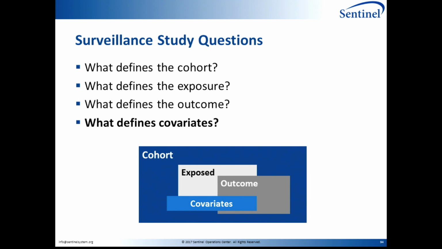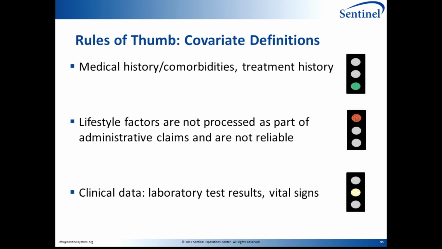Much like I mentioned in the cohort, what defines an inclusion or exclusion criteria, if it deals with drug exposures or clinical outcomes, that information is germane to what defines a cohort. Some additional covariates that we'll spend some time on are medical history or comorbidities and treatment history. And that is very green, and we'll go over that in just a minute.